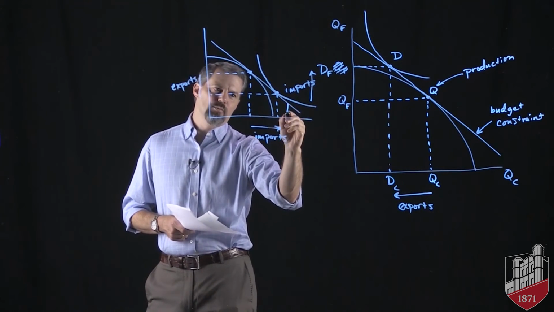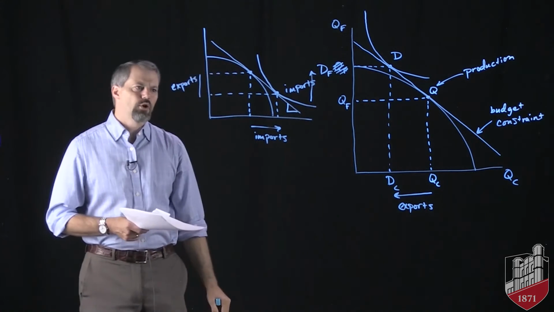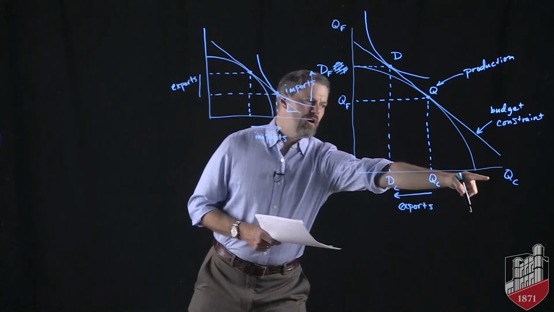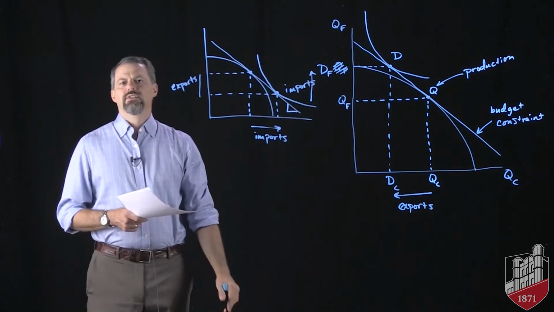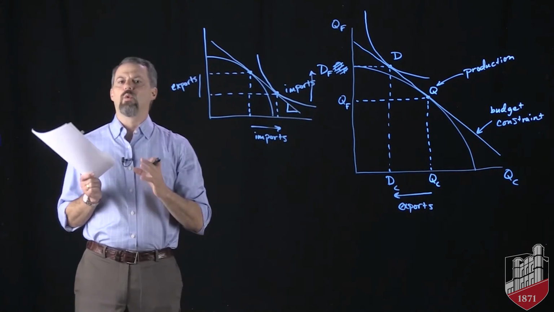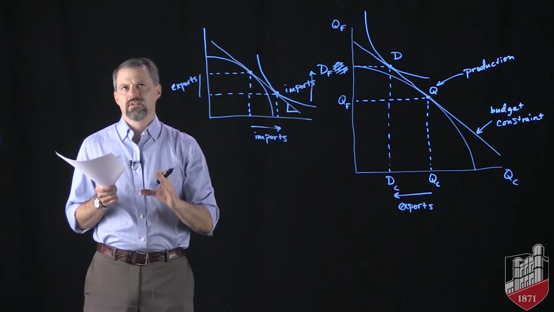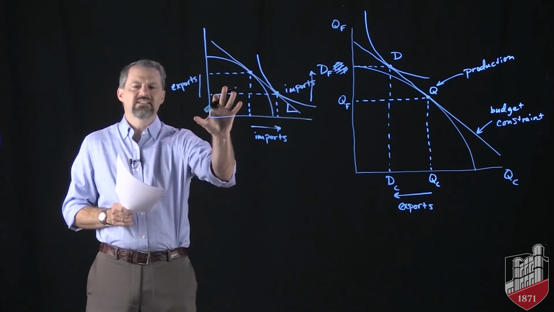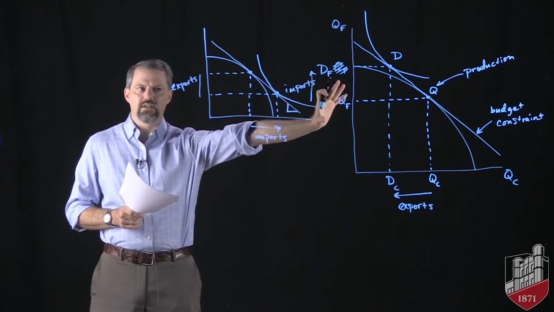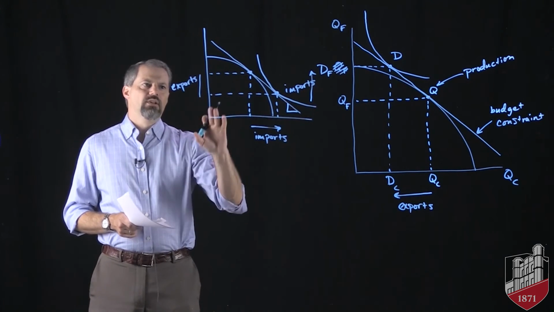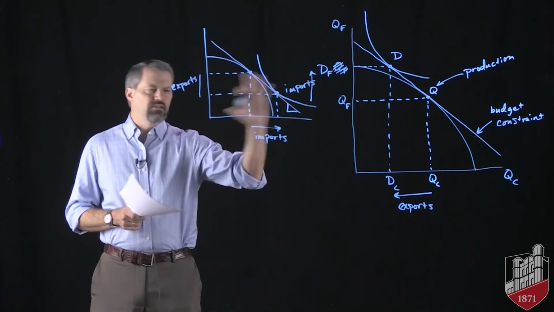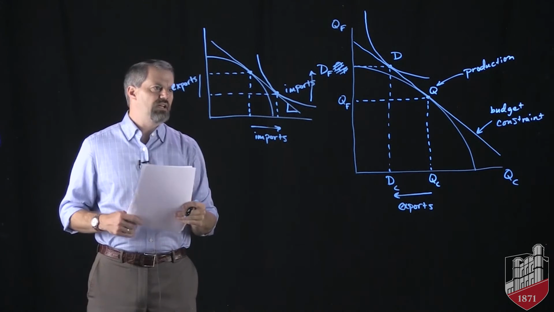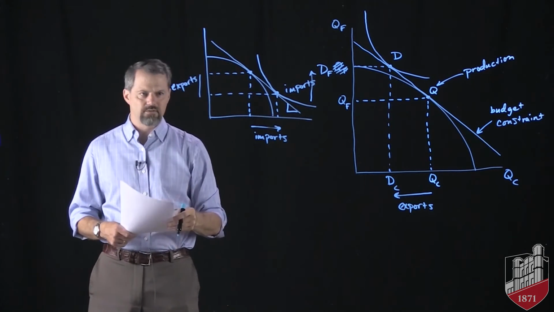So the slope of that ISO value line is the relative price of cloth to food. So what we need to do is think about what happens when that changes. And remember, that would change when we allow this economy to trade with another economy. Okay? So let's think about clearing this board, and then we'll think about what happens when we change the relative price of cloth.